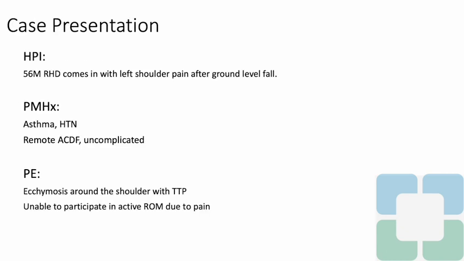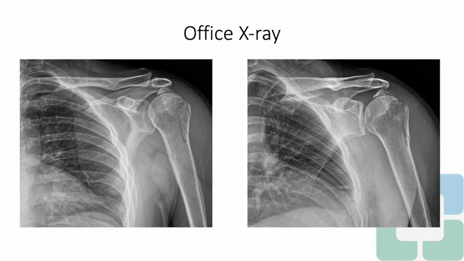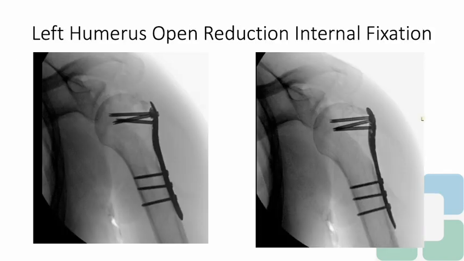This was a 56-year-old right-handed male who came in with left shoulder pain after a ground level fall. X-rays obtained in the office demonstrate a displaced greater tuberosity fracture with extension into the proximal humerus, and after discussion of his goals and activity levels, as well as the displacement of the greater tuberosity, we elected to proceed with surgery. Initial surgery was completed, and he had open reduction internal fixation of the humerus with suture fixation of the greater tuberosity piece into the plate with postoperative films pictured here.